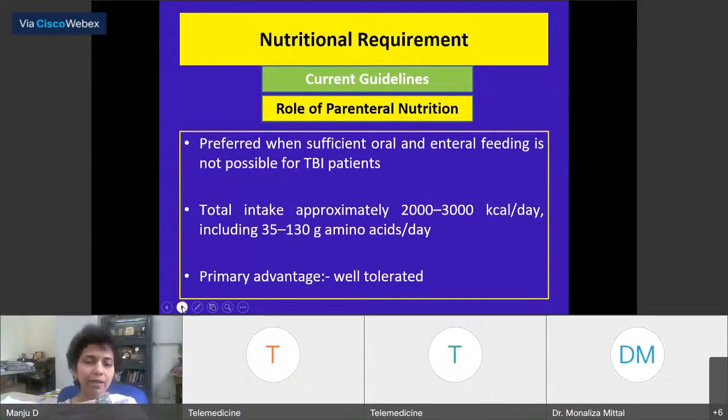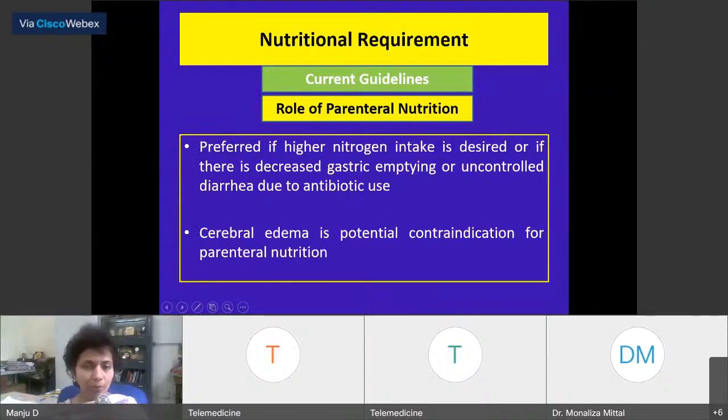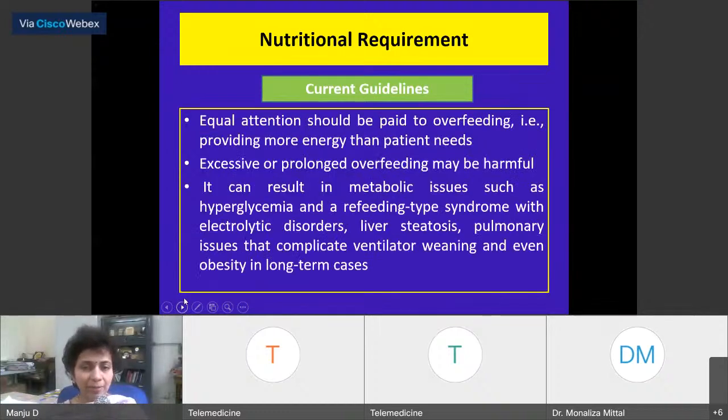There is no vomiting or diarrhea associated with this, but the patient can have other complications and side effects. It is preferred if higher nitrogen intake is desired, or if there is increased gastric emptying or uncontrolled diarrhea due to antibiotic use and feed intolerance. Cerebral edema is a potential contraindication in parenteral nutrition.